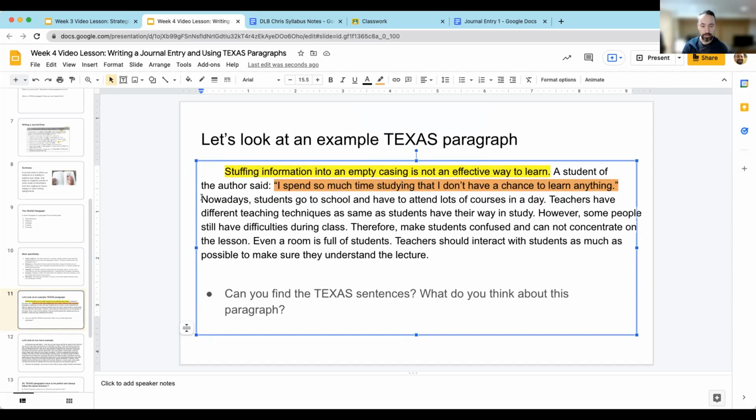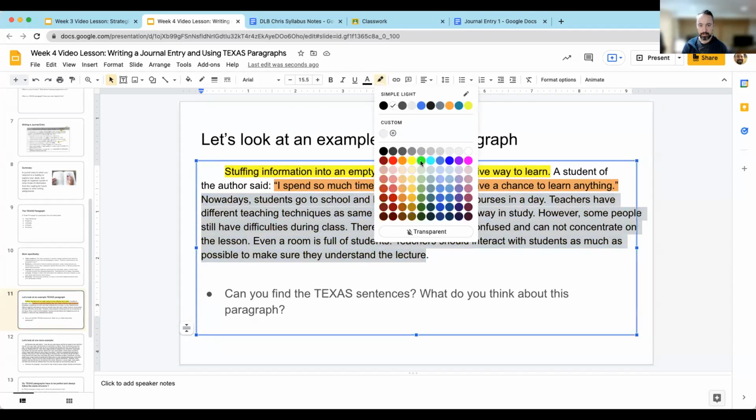Next, we can see the student goes on and describes and discusses the quote a little bit. Nowadays, students go to school and have to attend lots of courses in a day. Teachers have different teaching techniques as same as students have their way in study. However, some people still have difficulties during this class. Therefore, this makes students confused and cannot concentrate on the lesson. So it seems like maybe all of this is a form of analysis to me. So I'm going to highlight that green.